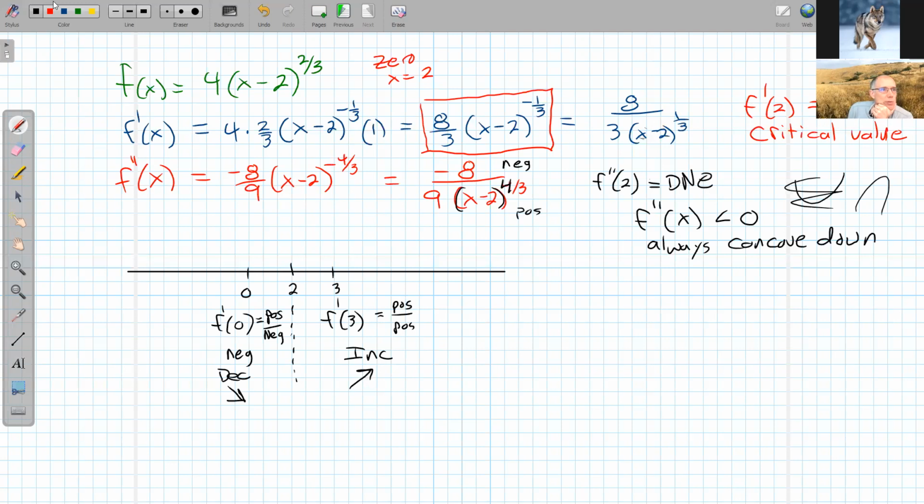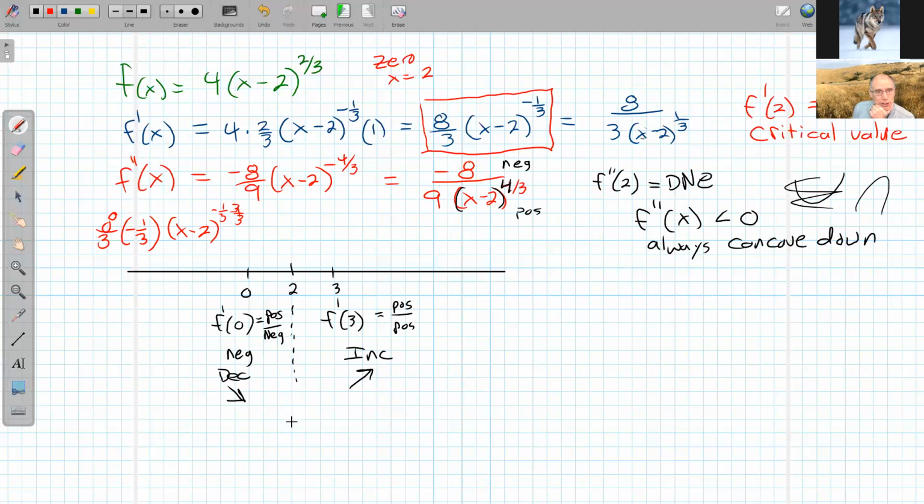Okay, do I have an error in the second derivative? Negative. I should write that out in more detail just to be clear. We have 8/3 times -1/3 times x minus 2 to the power -1/3 minus 1. So there's my -8/9. -1/3 minus 3/3 is -4/3. So that looks okay. Drop that in the bottom. Oh, yes, I see it now.